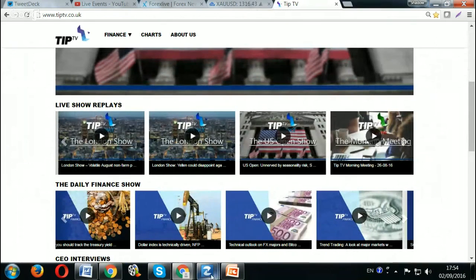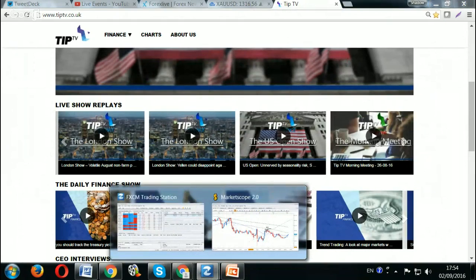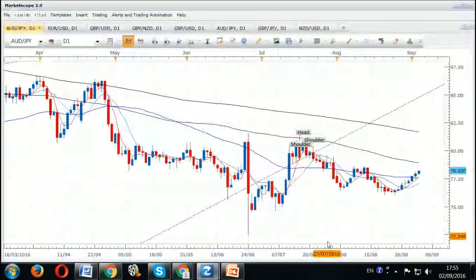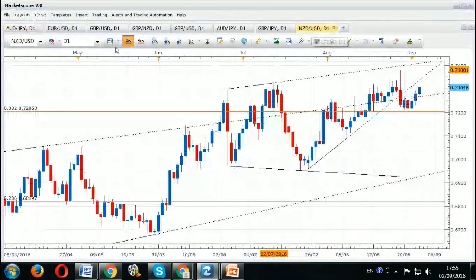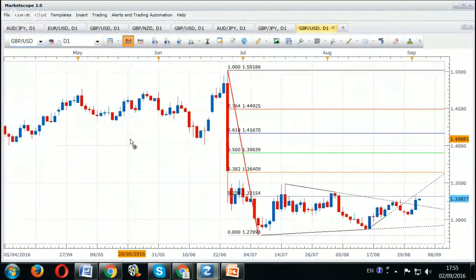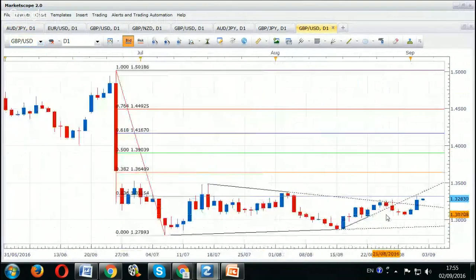So let's proceed to look at some of the markets now. The NFP is just 5 minutes away exactly, and let's have a look at some of the major markets. The first one obviously would be the British pound, and as you can see, I have a Fibonacci retracement setup over here.